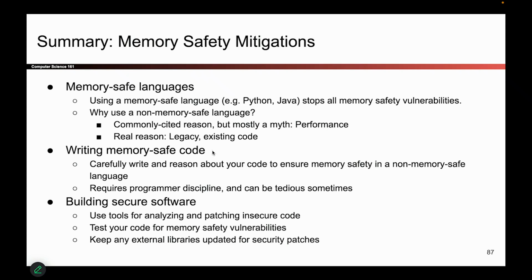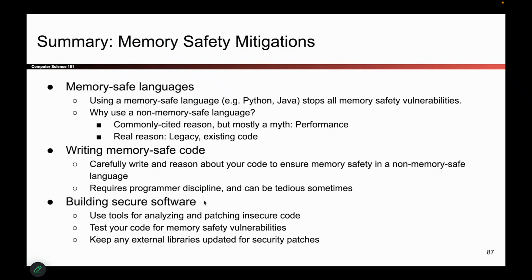Then we talked about how you might write memory-safe code if you're forced to use a memory-unsafe language like C. And we said you can reason through your code, you can program defensively, you can write little proofs to check if your code is memory safe, but those require a lot of programmer discipline, and if you slip up even once, your program might be broken.